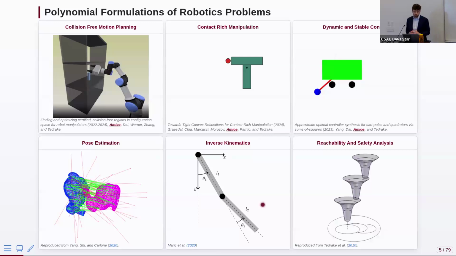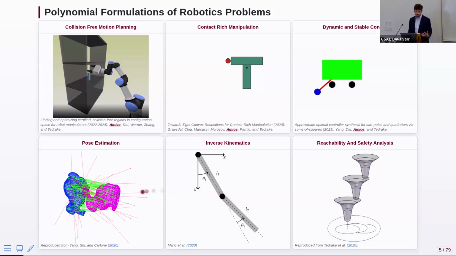And so why polynomials in robotics? In the top three frames are three different projects that I've worked on during my time at MIT, where we use polynomials to model robotics problems in collision-free motion planning, contact manipulation, or dynamic and stable control. But other researchers have spent a lot of time formulating other canonical robotics problems using optimization.